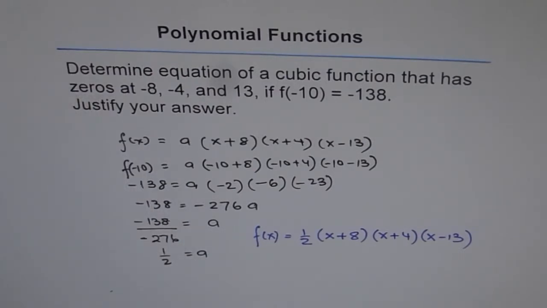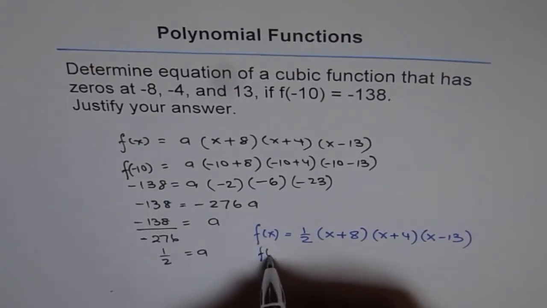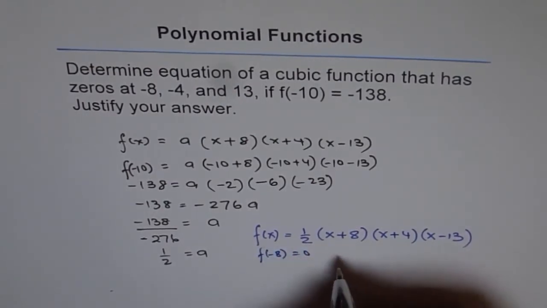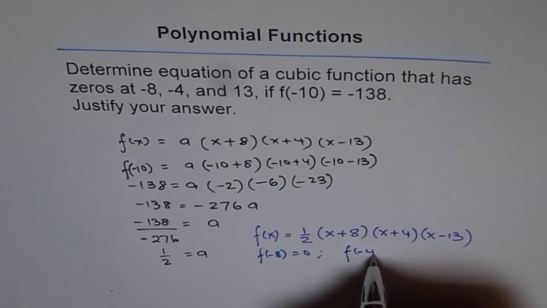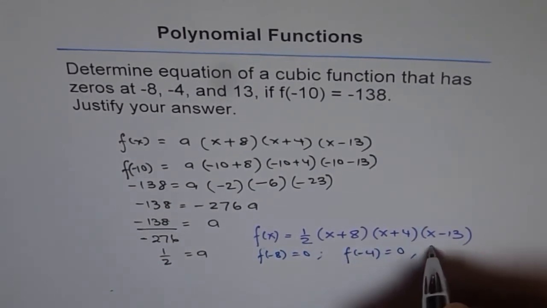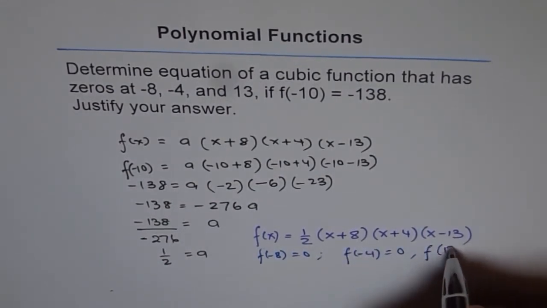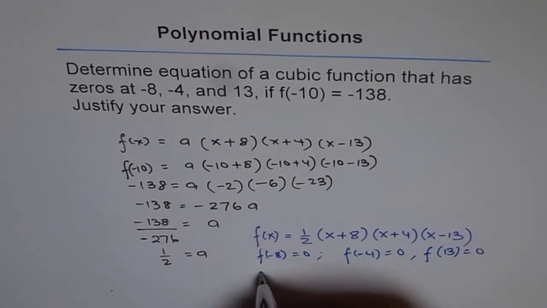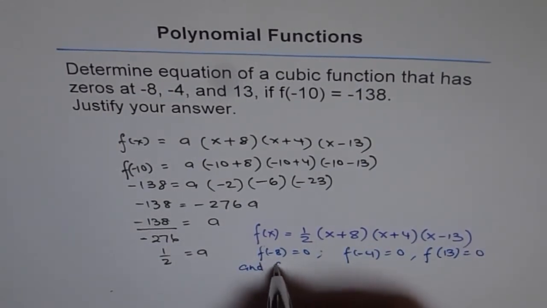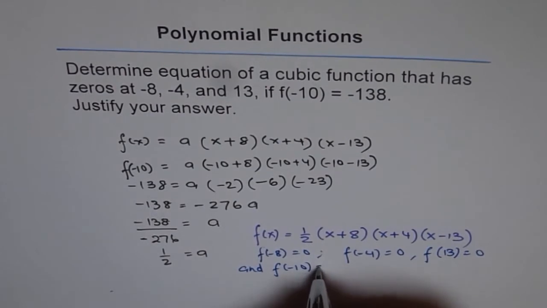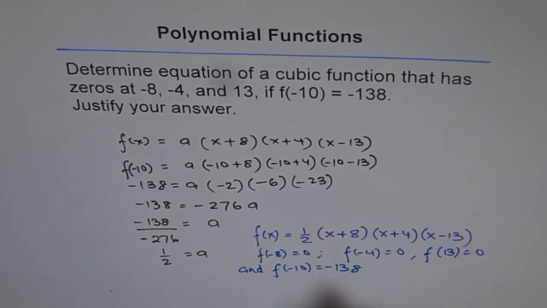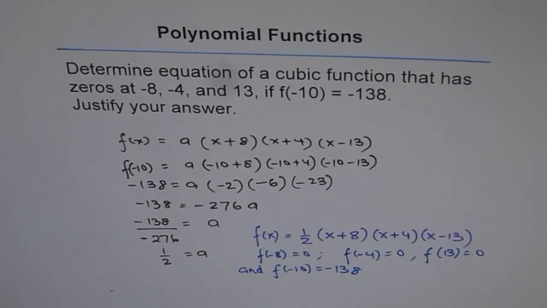So since f of -8 equals 0, and f of -4 equals 0, and f of 13 equals 0, and f of -10 equals -138, we justify that this cubic equation represents the given condition. Second, is it cubic or not?